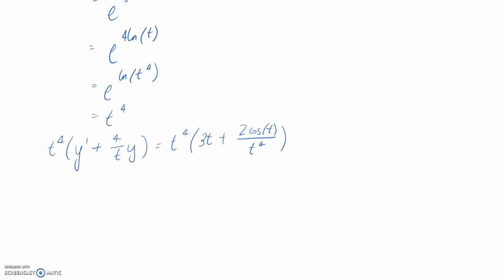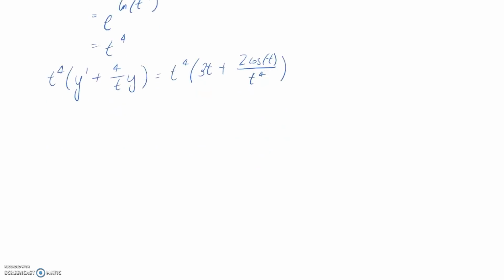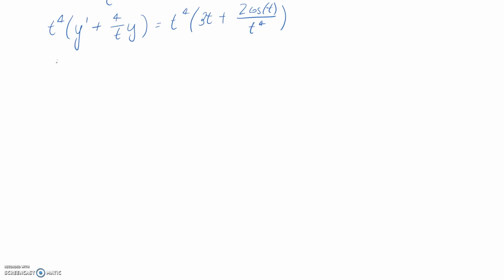Alright, so let's actually multiply this in everywhere. So we're going to end up with t to the 4 y dash, and 4, now we're going to have these kind of cancelling out with each other, so overall this becomes t to the 3. Multiplying it in here, we're going to get t to the 5, and these are going to cancel top and bottom line, so 2 cos of t is left over.